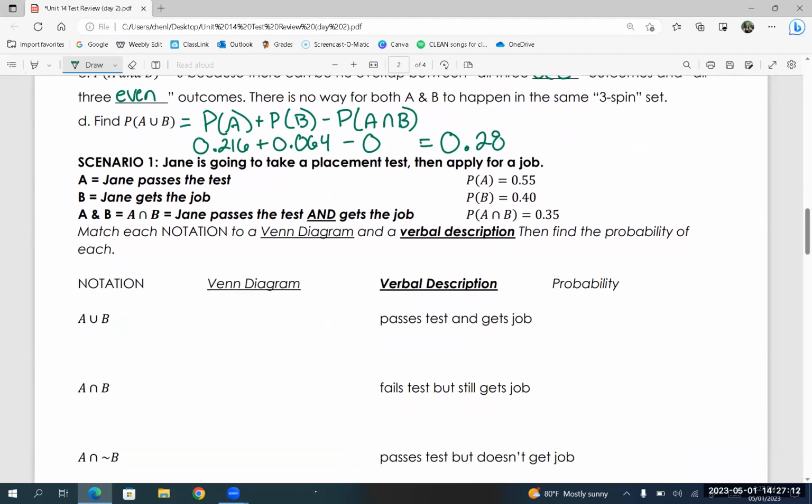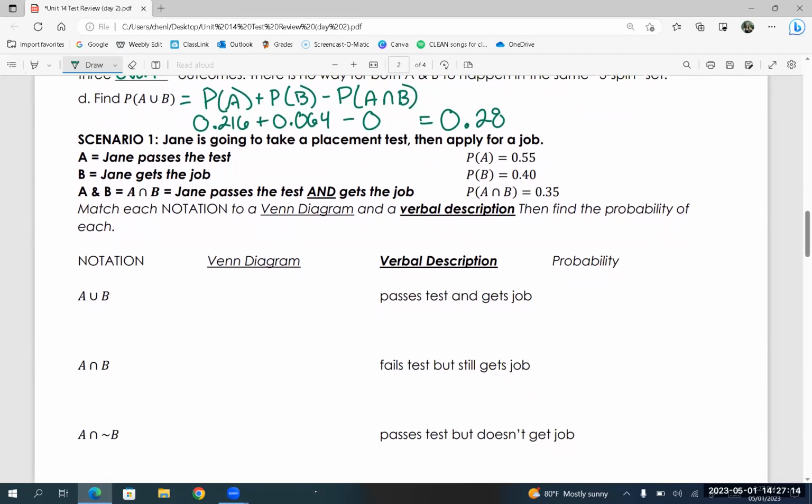Okay, first scenario, Jane is going to take a placement test and then apply for a job. So we have some different probabilities here. First one is event A, Jane passes the test, and they're telling us the probability of Jane passing the test is 0.55. Second, event B, Jane gets the job, and that would be a probability of 0.4. A and B would be that she passes the test and gets the job, which would be 0.35.